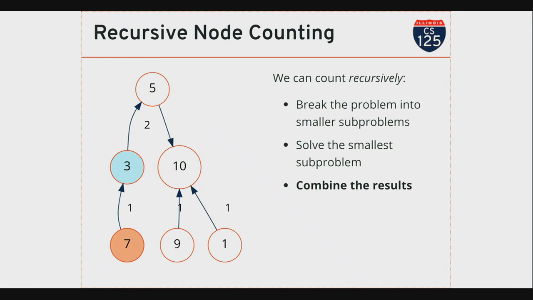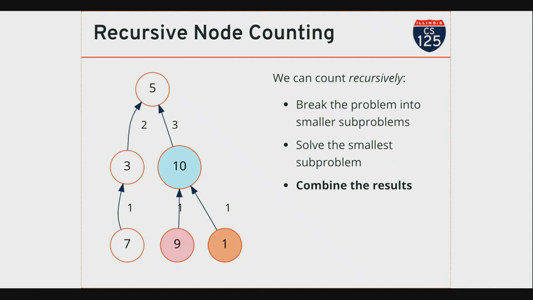Now, when we got to node 3, we essentially told ourselves, if I could count the number of nodes in the right subtree and the left subtree, I would know how many nodes are in this subtree. So if I could count the number of nodes in the tree rooted at 7, I would know how many nodes are in the tree rooted at 3. And indeed, I do, because 7 got back to me and said, hey, the number of nodes in the tree rooted at me is 1. And so 3 goes, okay, now I know how many nodes are in the tree rooted at 3, it's 2.